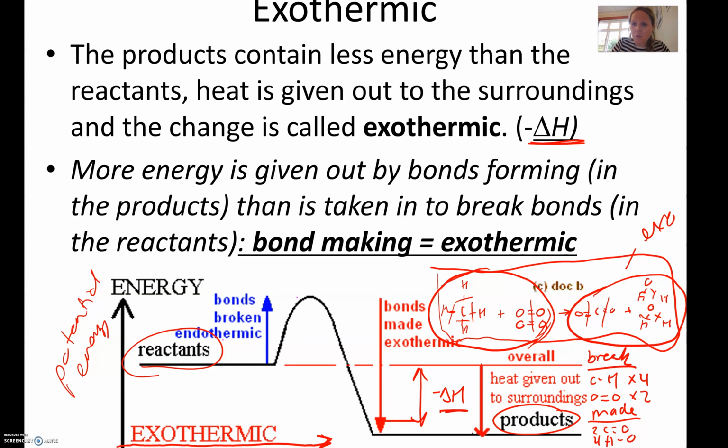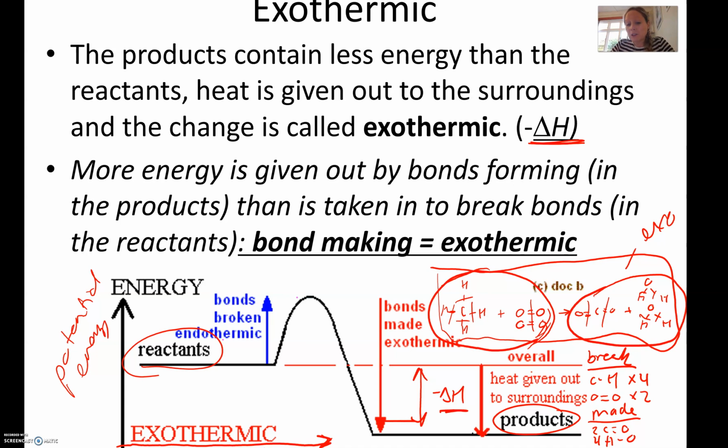So the next time you see wood burning with someone, you can be like, did you know it's not actually the wood burning that causes us to feel heat? It's actually the making of the carbon dioxide and water bonds that releases the heat that we feel, which I reckon is pretty cool. So carrying on.